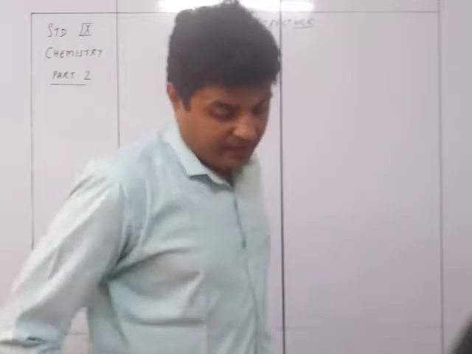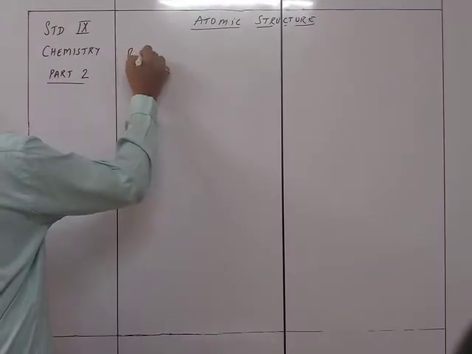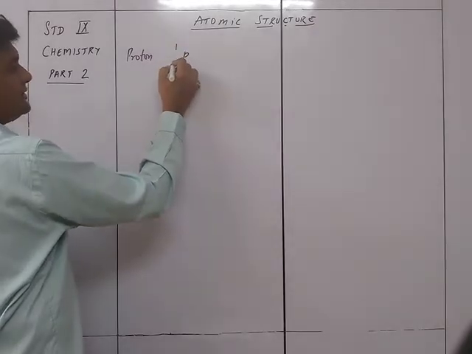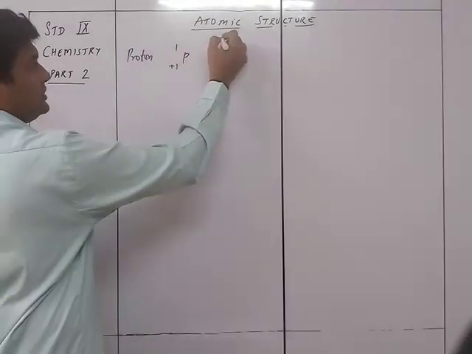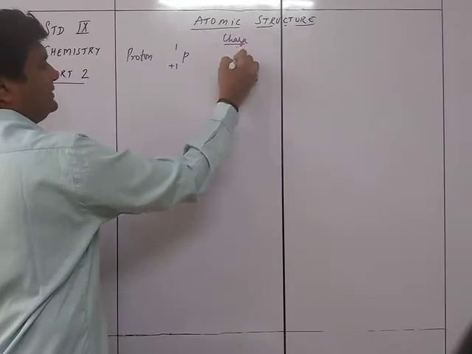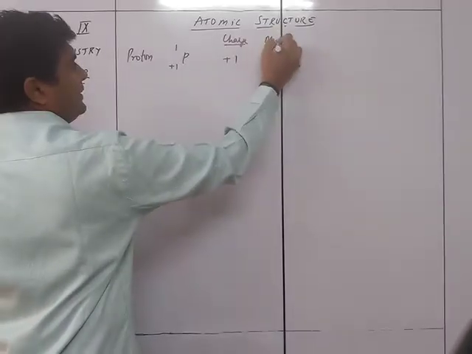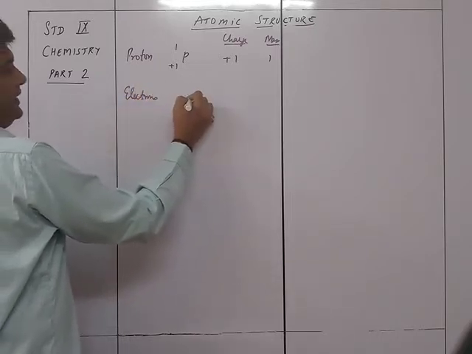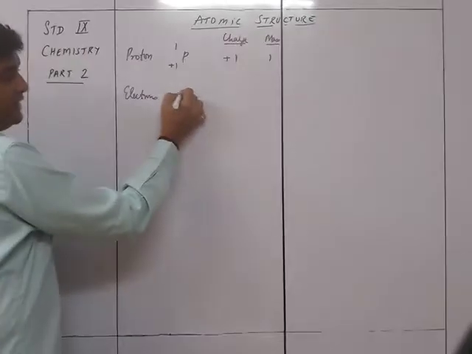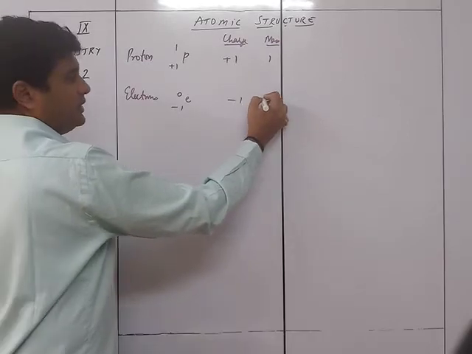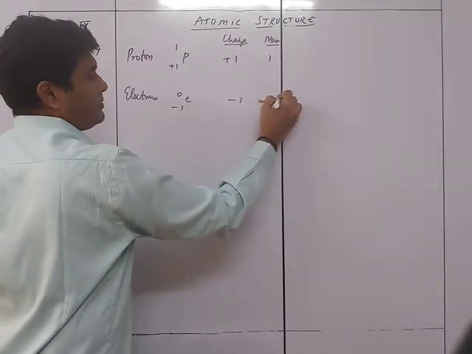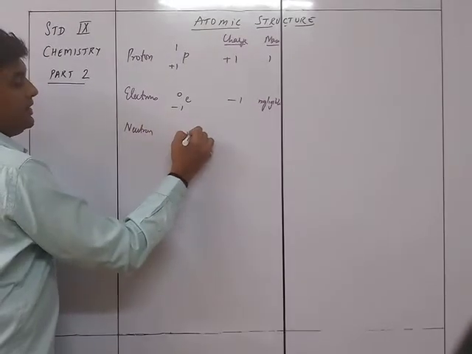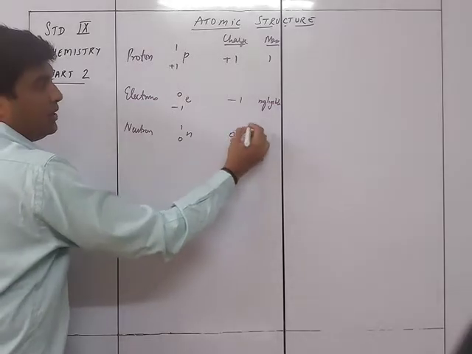Accordingly, we see that the proton is given as P, with mass 1 and charge 1+. Now electrons: the electron is given as e, the mass is 0, which is negligible, and the charge is -1. The next is the neutron. The neutron has mass equal to 1 but charge 0. So the charge is 0 and the mass is equal to 1.